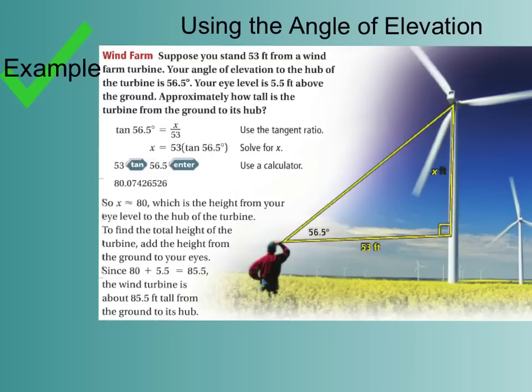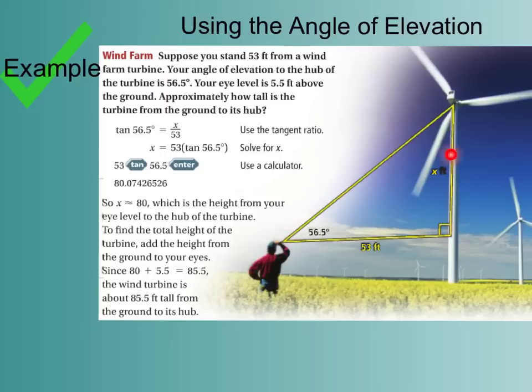Now another problem we're going to look at is how do we actually calculate some values? We're blending angle of elevation and angle of depression with the trigonometry that we've been doing in the last section. Here they've given you this picture, but they also give you this word problem. The word problem says, suppose you stand 53 feet from a wind farm turbine. Your angle of elevation from the hub of the turbine is 56.5 degrees. Your eye level is 5.5 feet above the ground. Approximately how tall is the turbine from the ground to its hub?